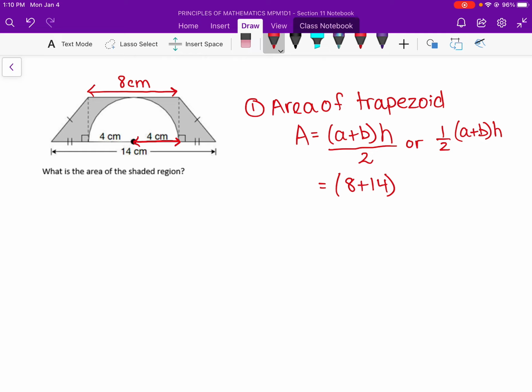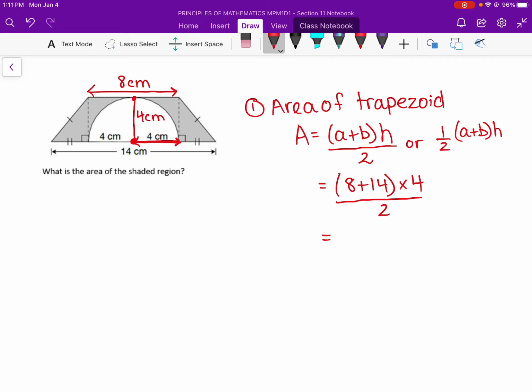So I'm thinking for the height, this 4 is the radius of the circle, right? From the center of the circle to the outside of the circle is the radius. So the height must also be 4, because from the center of the circle to any point on the outside of the circle, they would all be 4 centimeters. So the height must be 4 centimeters, because that's how radius works. Then we times that by 4 and divide it by 2, or like Lizzie said, you can times it by 1/2.